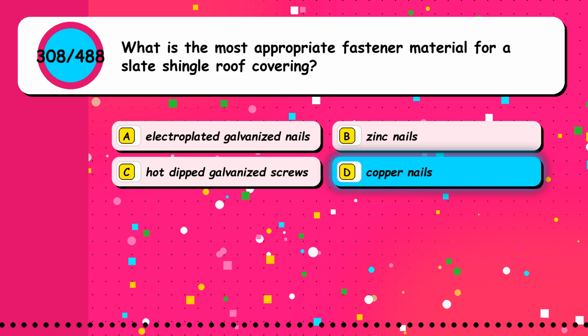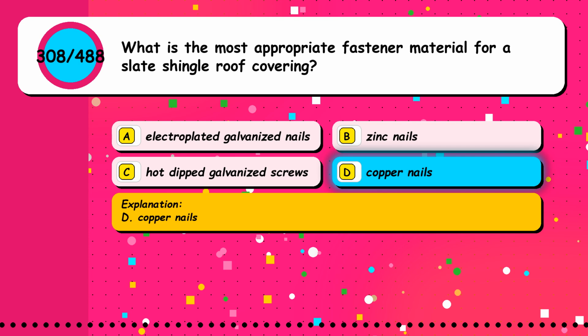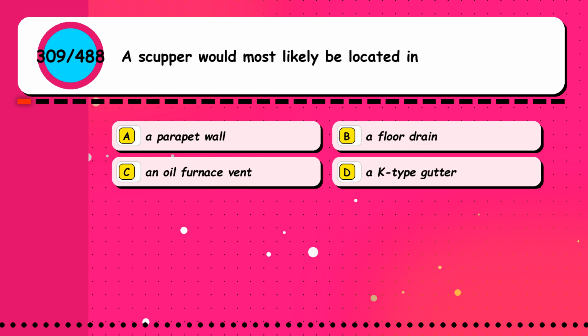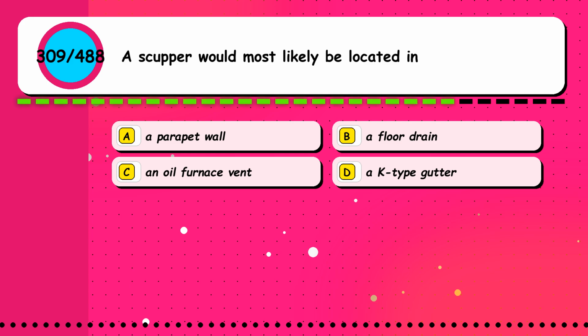The correct answer is option D, copper nails. Question 309. A scupper would most likely be located in option A, a parapet wall. Option B, a floor drain. Option C, an oil furnace vent. Option D, a cadite gutter.